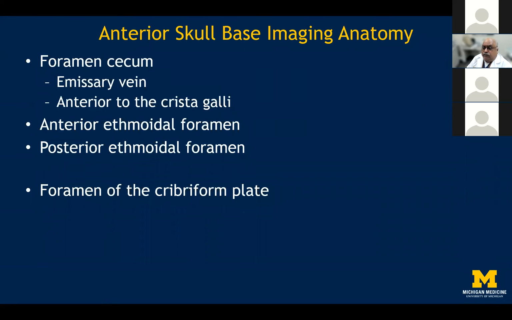Amongst the foramina which are important for the anterior skull base, one should remember the foramen cecum, which is a primordial foramen, and it houses the emissary vein, just anterior to the crista galli. The anterior and posterior ethmoid foramina, which are at the extent of the ethmoid sinuses, are the important conduits for the anterior and posterior ethmoidal arteries. And there are multiple foramina of the cribriform plate, which are the egress of the olfactory nerves in the mucosa of the superior meatus of the nasal cavity.